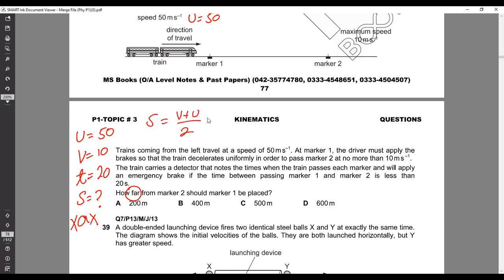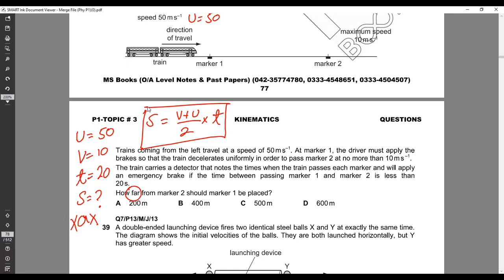Irrespective of what the question is saying. Got it? But by the way, the question is saying that a train is traveling at a speed of 50, and there is a point after which the train should slow down, and there is a point after which the train speed must be less than 10. The marker 2 is an indication that you need to slow down. And marker 1 is the final position that you should not cross with a speed higher than 10.